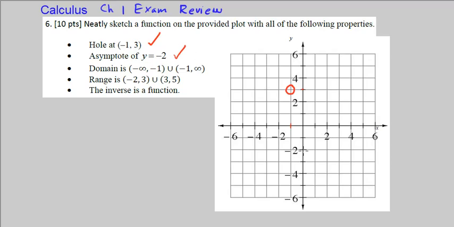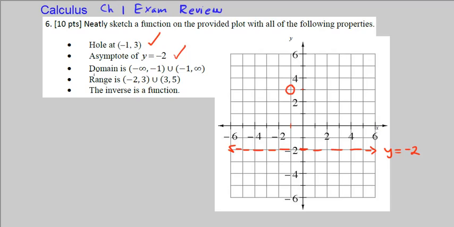Has an asymptote of y is equal to -2. So we have to know, well, y is equal to -2 right here. And so this is a horizontal asymptote at y is equal to -2. Right? And I can even write that in. And there, I drew that.